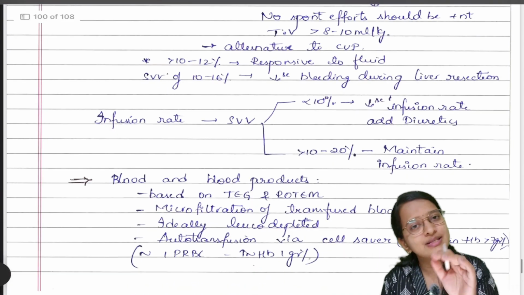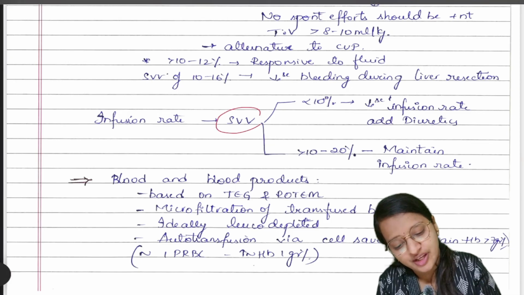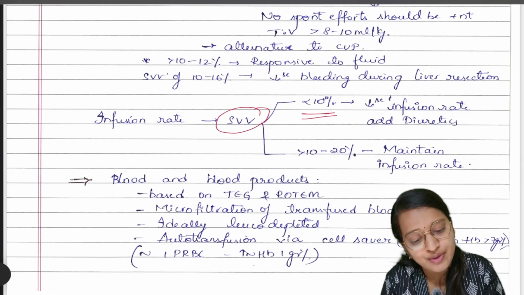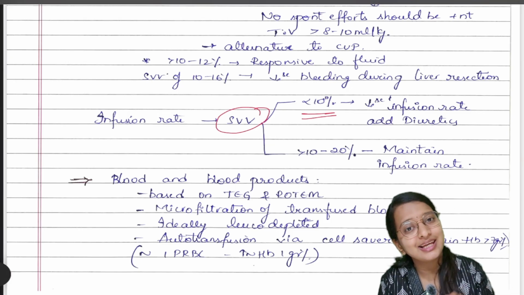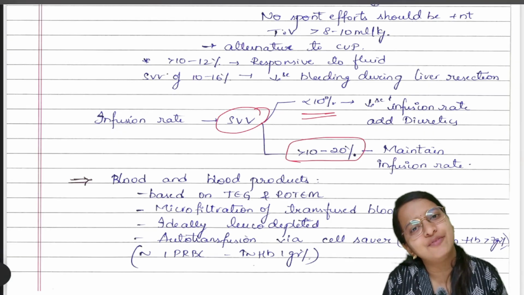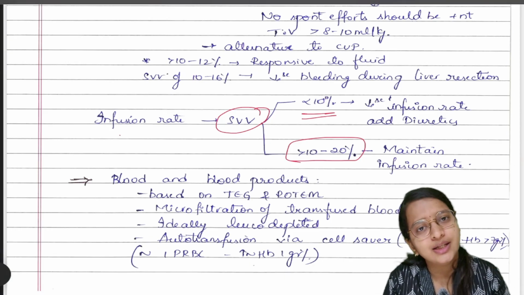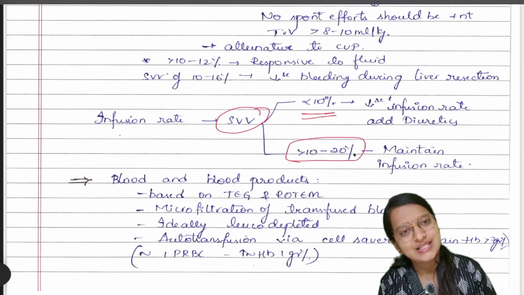Okay. So first I'll set one infusion rate. I'll see the stroke volume variation. If this is less than 10%, then I have to decrease the infusion rate. If it is greater than 10%, I have to maintain the same infusion rate. So this will be my goal directed fluid therapy based on SVV.